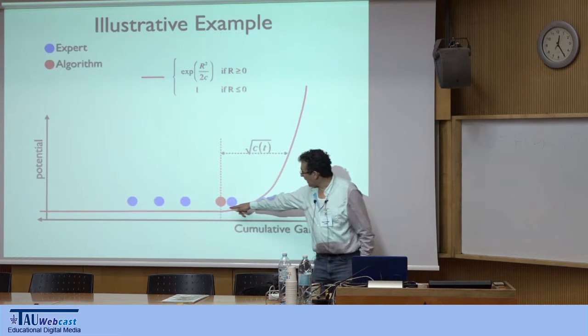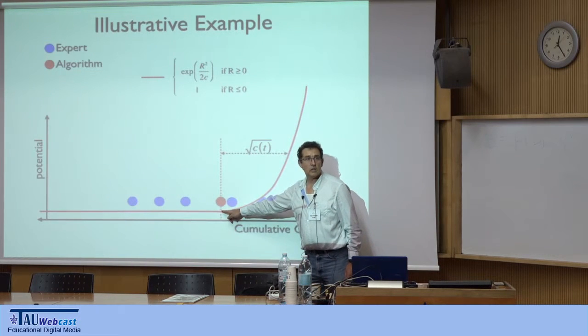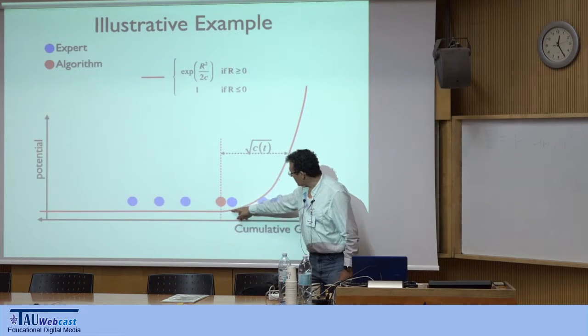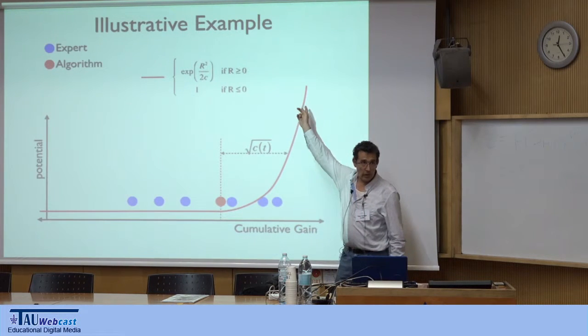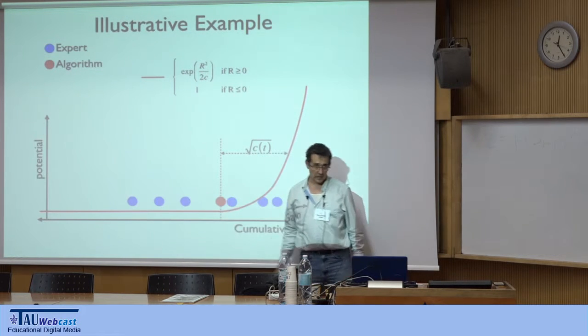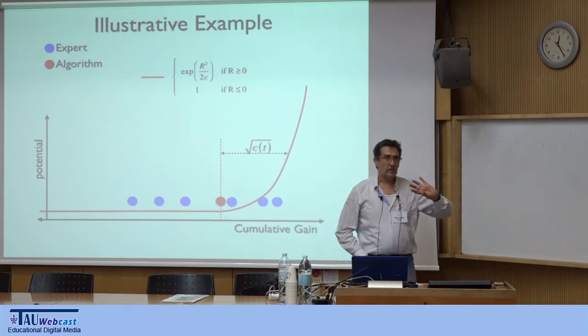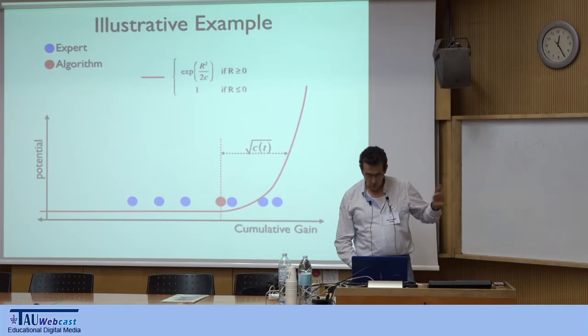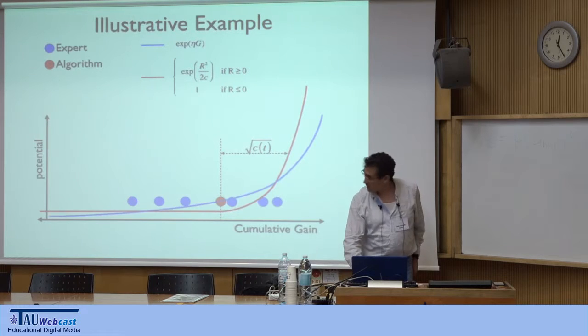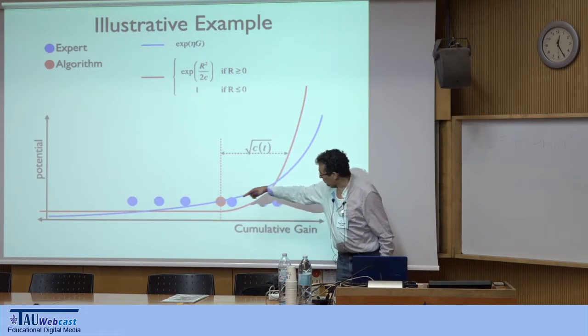It's completely flat up to the cumulative loss of the master, and then it grows like e to the x squared, so faster than exponential. So it basically completely ignores actions whose cumulative loss is worse than the master. And then this is how it relates to exponential weights.